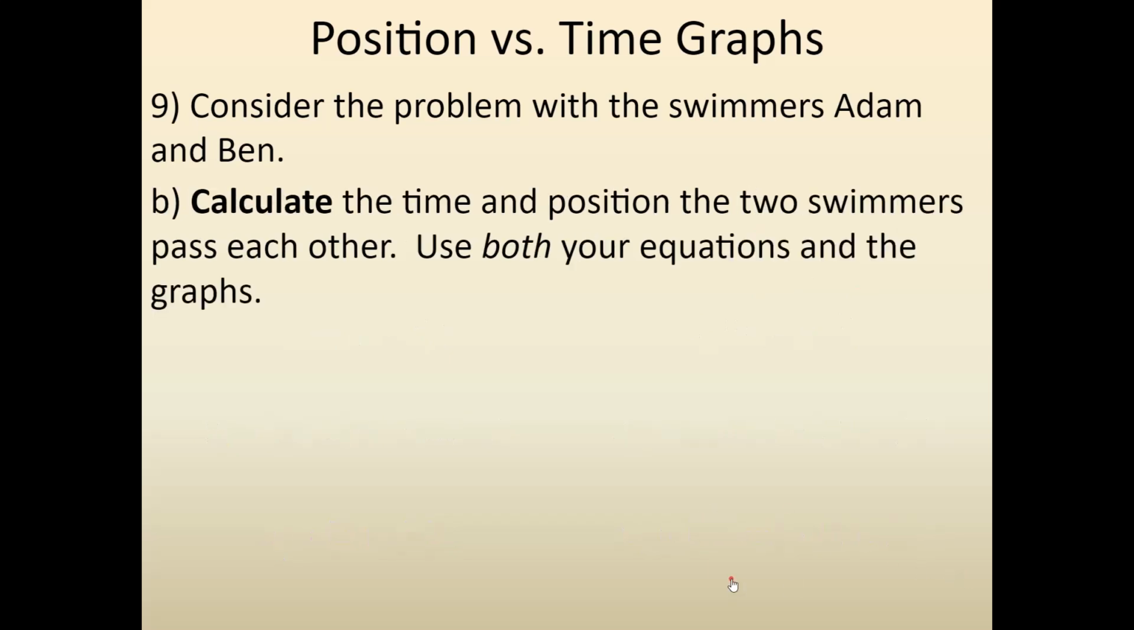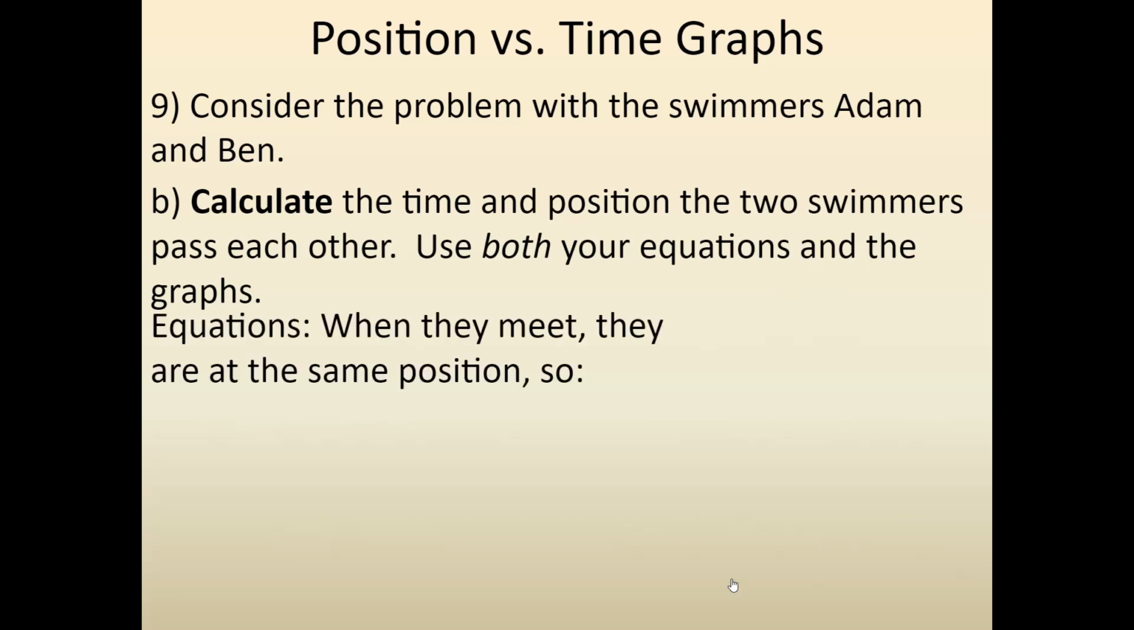All right. And then here's the next part. So they want us to calculate the time and position of the two swimmers when the two swimmers end up passing by each other. Now, they want us to figure this out in both ways. They want us to first figure out with equations, but then they also want us to use our graphs for this. And I kind of already hinted at, how would we find the moment that they pass each other using the graphs. So we're going to start with the equations first.